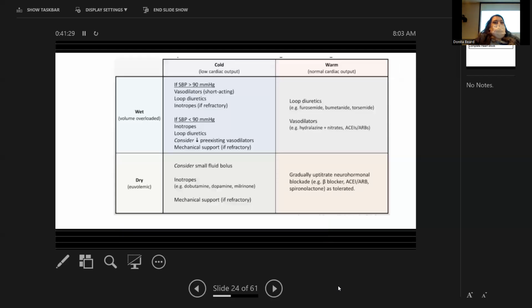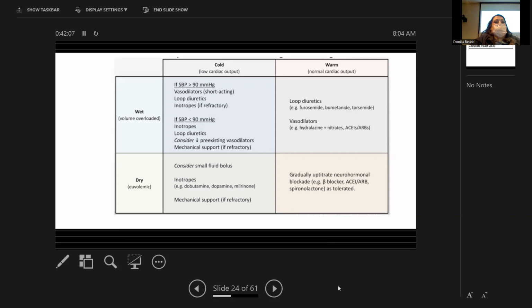This is just that table again, looking at treatment of some of those things. Cold and wet is cardiogenic shock and low output. If their blood pressure is above 90, you'll see us use a lot of vasodilators. Nipride is a good vasodilator to use up front because it's short acting. That's why some of us do nipride early, before you start adding hydralazine or lisinopril, you want to see if they'll tolerate it. Nipride is quick on and off.